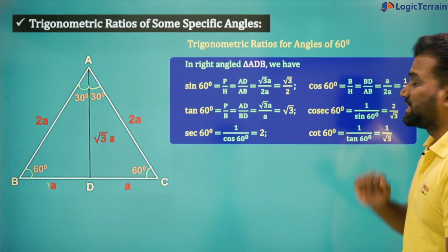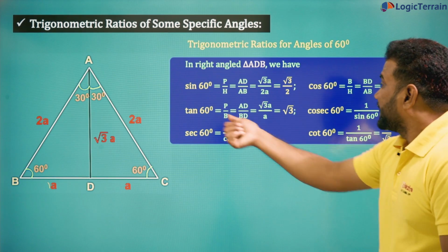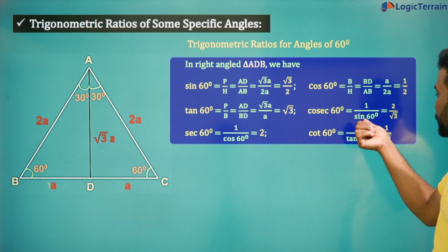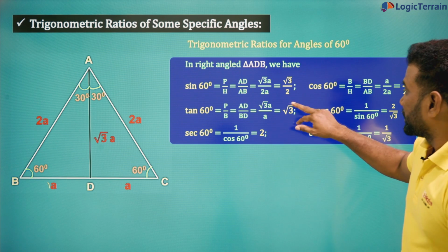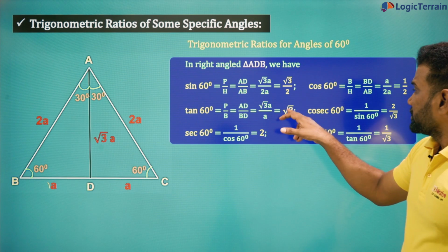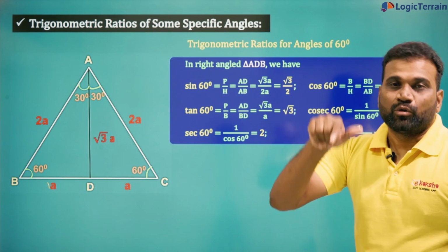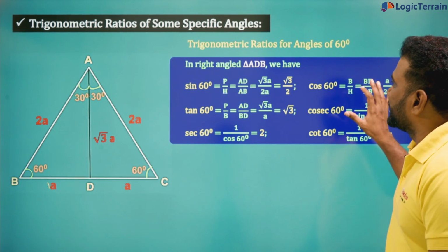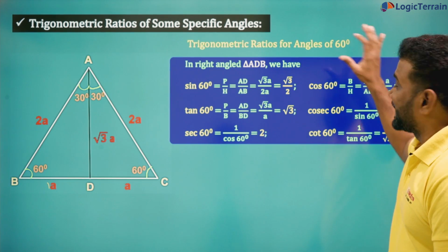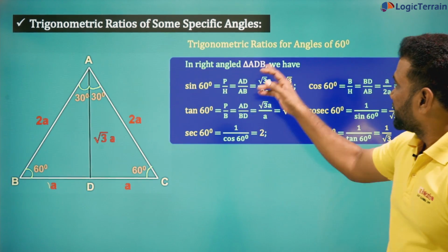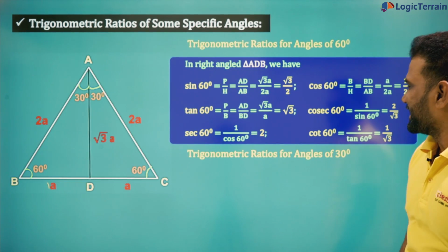And finally cot 60 degrees. Again cot and tan are reciprocal to each other. So cot 60 degrees is equal to 1 over tan 60 degrees. On reciprocalizing this, we get 1 over square root 3, because square root 3 we can write as square root 3 over 1, so on reversing it, 1 over square root 3. So these are the values of trigonometric ratios for angle 60 degrees. Right? Now let's derive trigonometric ratios for the angle of 30 degrees.